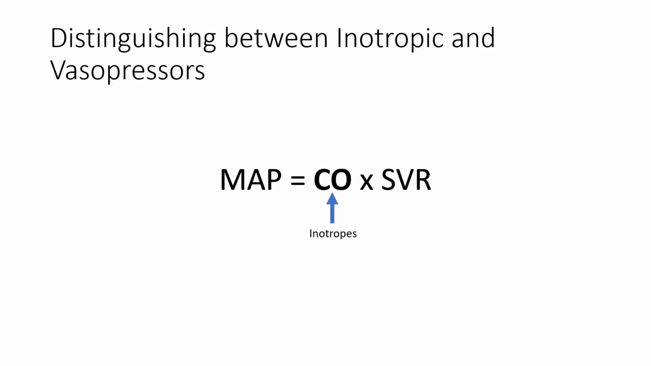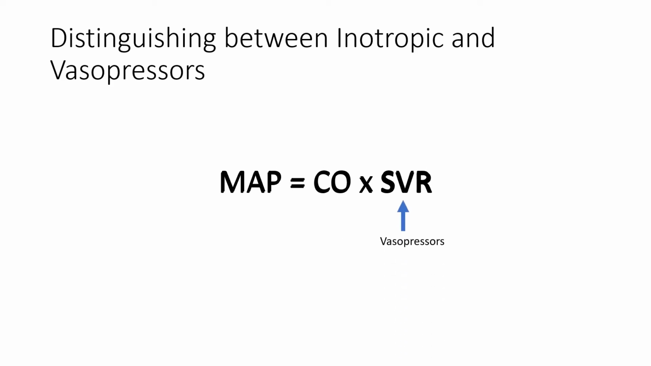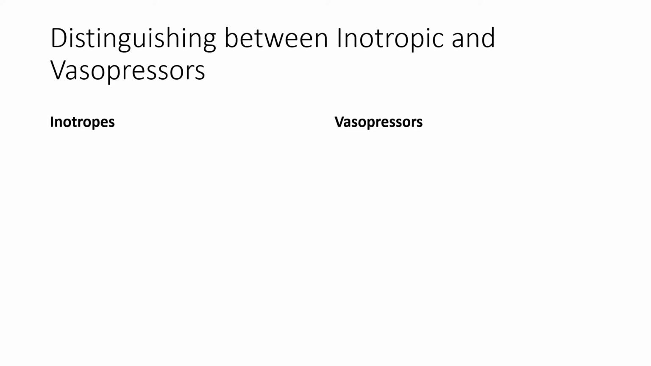So the focus here: inotropes act on increasing cardiac output. Vasopressors act on systemic vascular resistance. So the mean arterial pressure is the product of the cardiac output and the systemic vascular resistance. And so this is an important distinction when it comes to understanding the etiology of shock and what you're looking to treat. So, inotropes and vasopressors. Inotropes will increase the cardiac output.